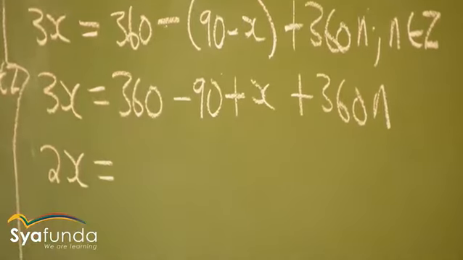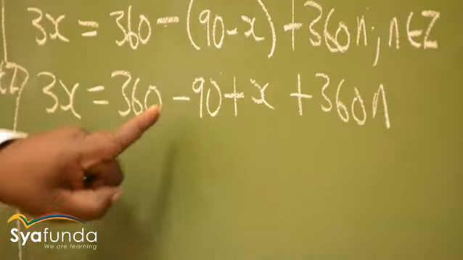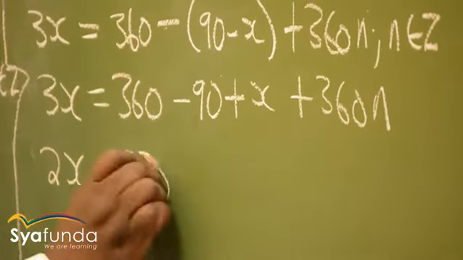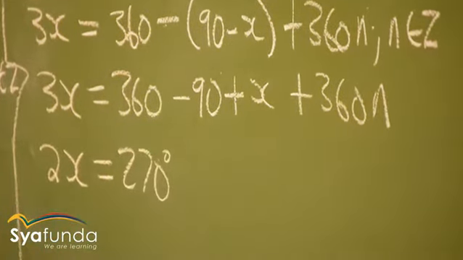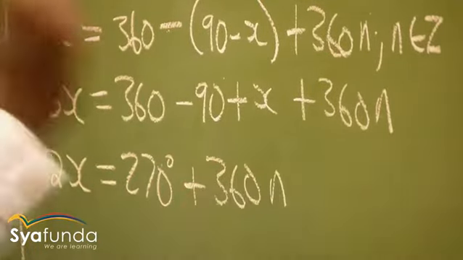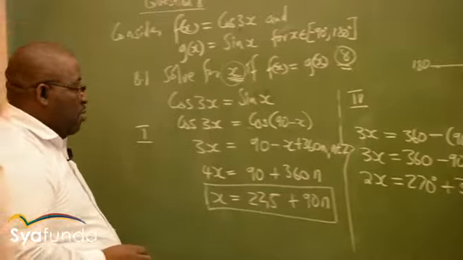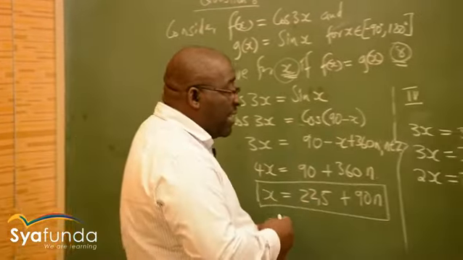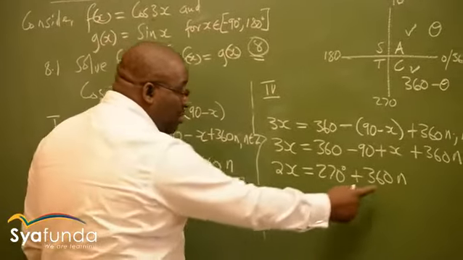It is equal to, what is 360 minus 90? 360 minus 90 is 270 degrees. Remember, angles are measured in degrees. 270 degrees plus 360n. This is what we have. We're not looking for 2x. We're just looking for 1x, not two of them. So we divide everything by 2, including the period.